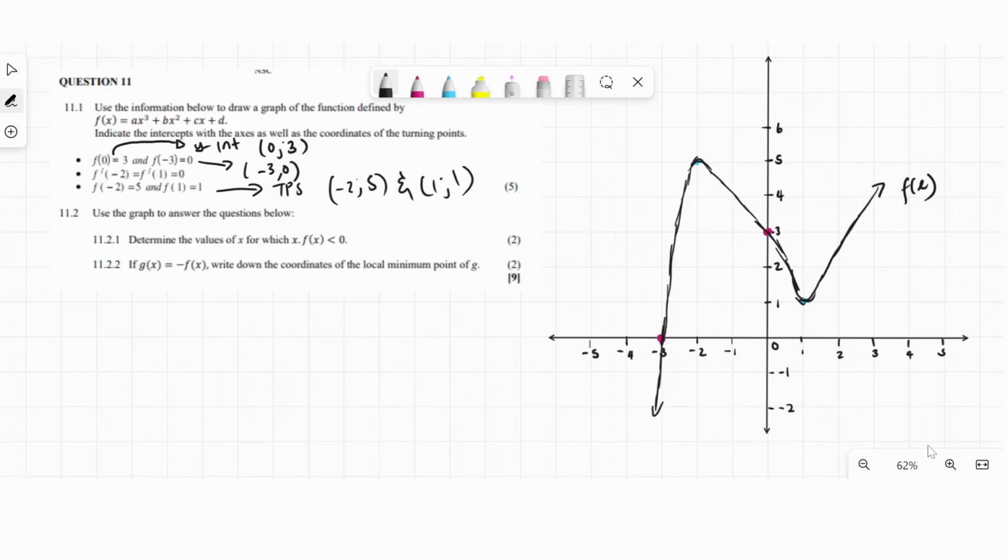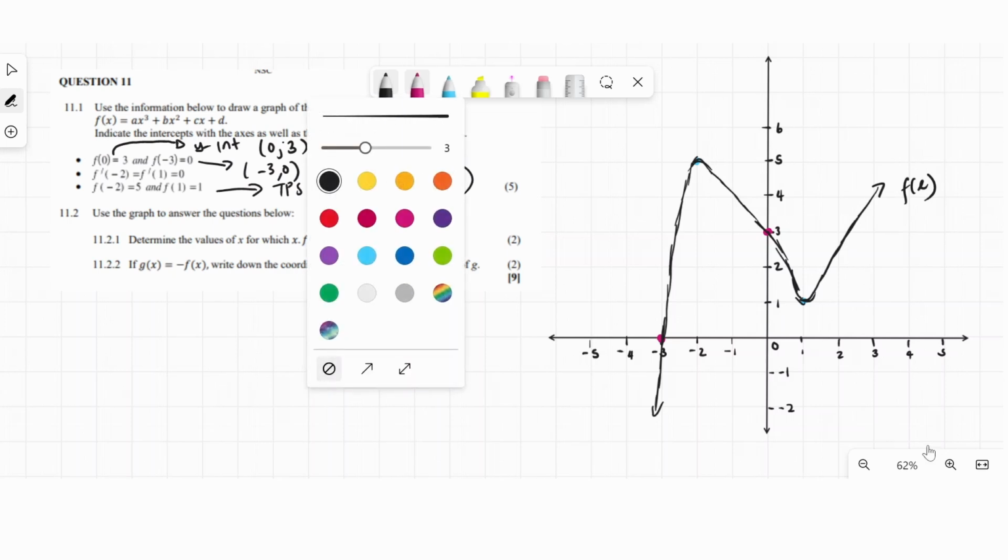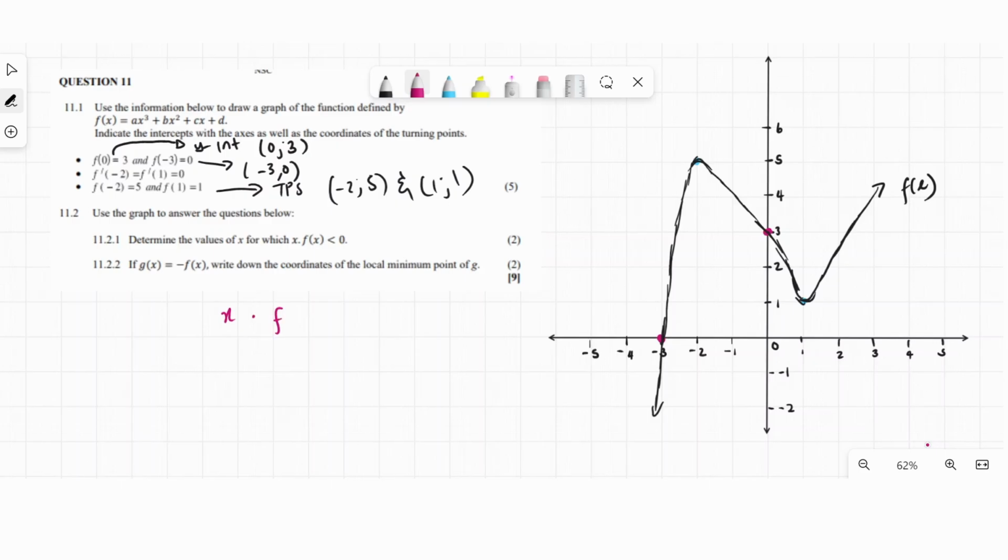Now going to 11.2.1. It says determine the values of x for which x multiplied by f(x) is less than 0. So what does that mean? It means that x multiplied by f(x) needs to be less than 0, meaning that it needs to be negative. When the function x multiplies with the function f(x), it needs to give me a negative.